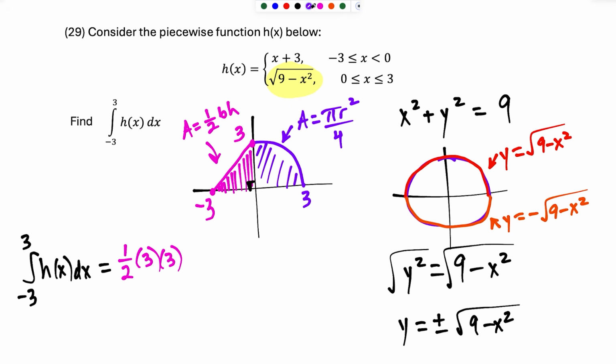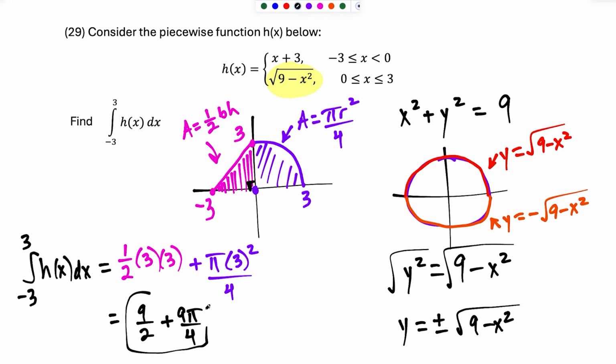And then next I have plus pi times the radius of this quarter circle is 3. Okay, so I have pi times 3 squared, and then I'm dividing by 4. So I will leave this answer unsimplified at the end, but we're going to have 3 times 3 is 9, divided by 2 is going to give us 9/2 plus, and this is going to give us 9 pi over 4. So here is our solution to question 29.